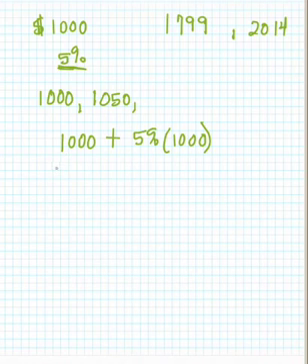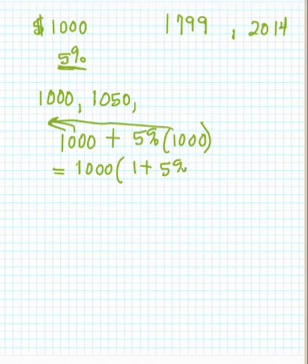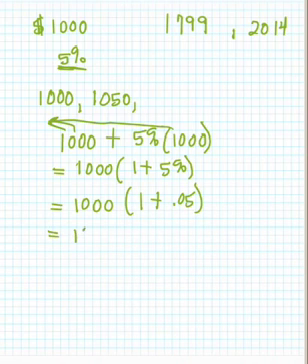I just wanted to show you, if you factor 1,000 out of both of these terms, it's the distributive property, you just undistribute this 1,000. Watch what happens here, because I wasn't sure I made this clear in class. You get 1 plus 5%. Remember, 5% is really 0.05, just another way of writing 5 over 100. So really what we have here is 1,000 times 1.05.